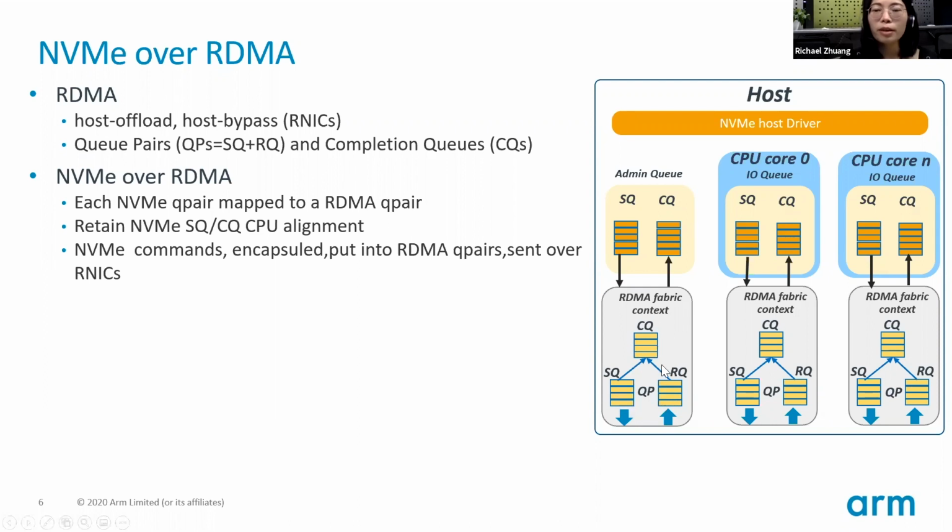And for NVMe over RDMA, each NVMe queue pair is mapped to an RDMA queue pair, and each set of queue pairs is aligned to a CPU core. Then NVMe commands are put into the RDMA queue pairs and sent over the NIC.